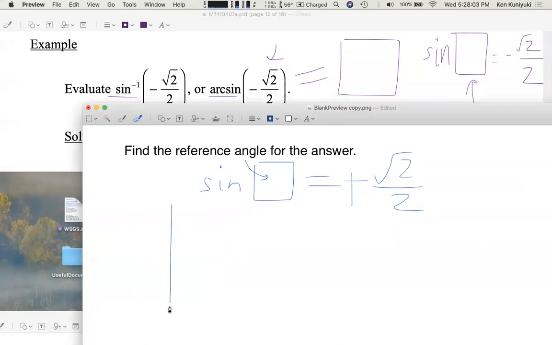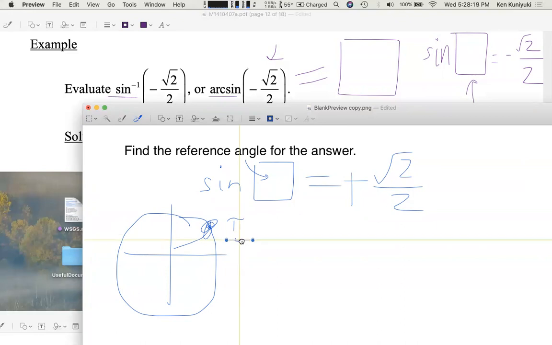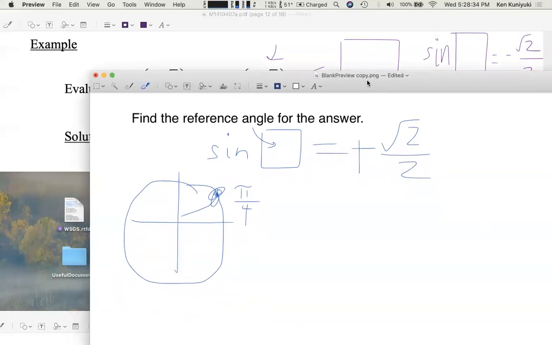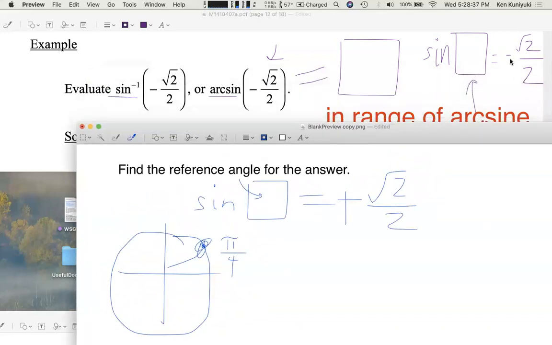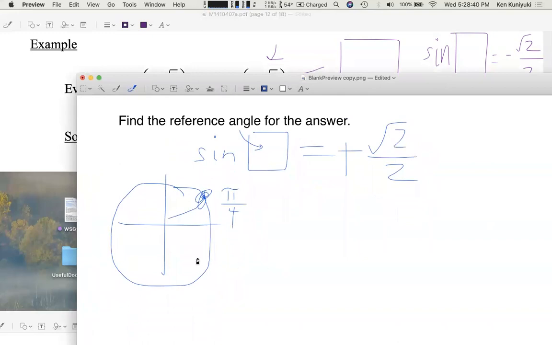So consider the unit circle. I want an acute reference angle whose sine value is positive root 2 over 2. And I hope you remember that that's going to be pi over 4. In fact, that's the inverse sine of positive root 2 over 2. But we want the inverse sine of negative root 2 over 2. And that's going to be a brother for pi over 4. But in which quadrant? Well, in what two quadrants is the sine value going to be negative?